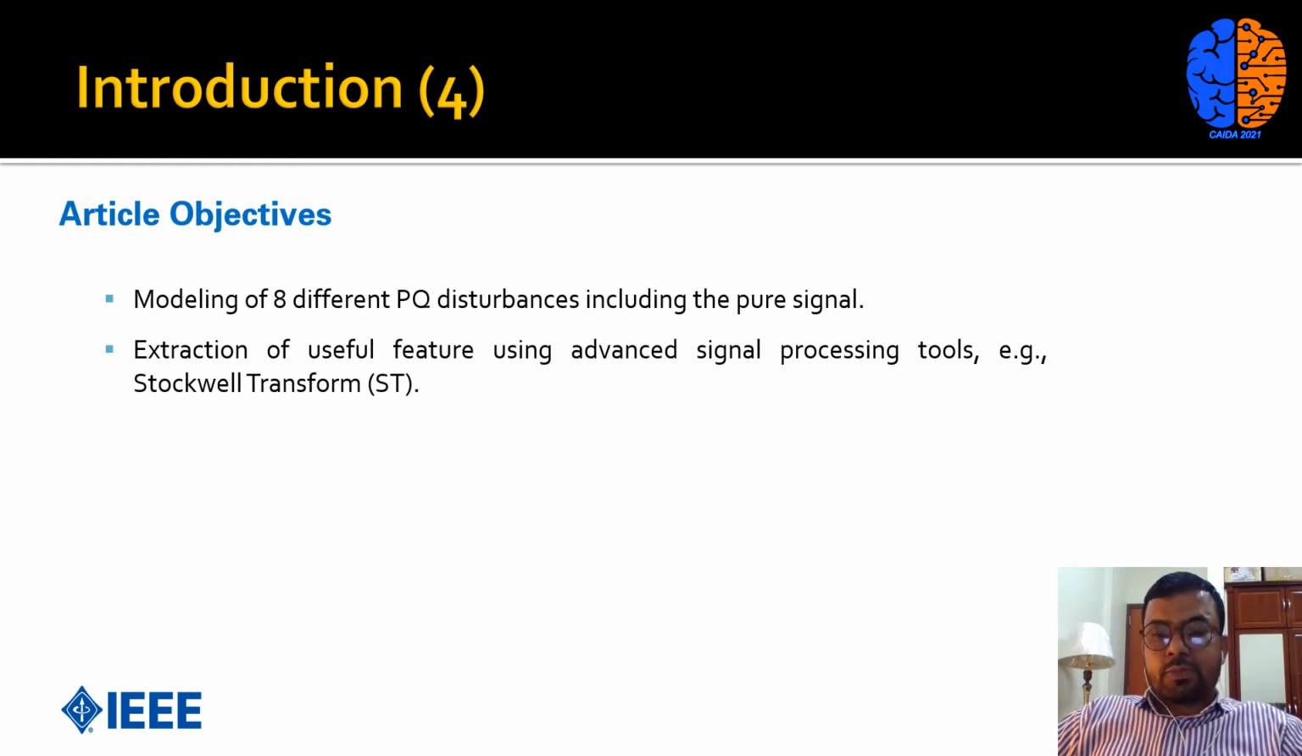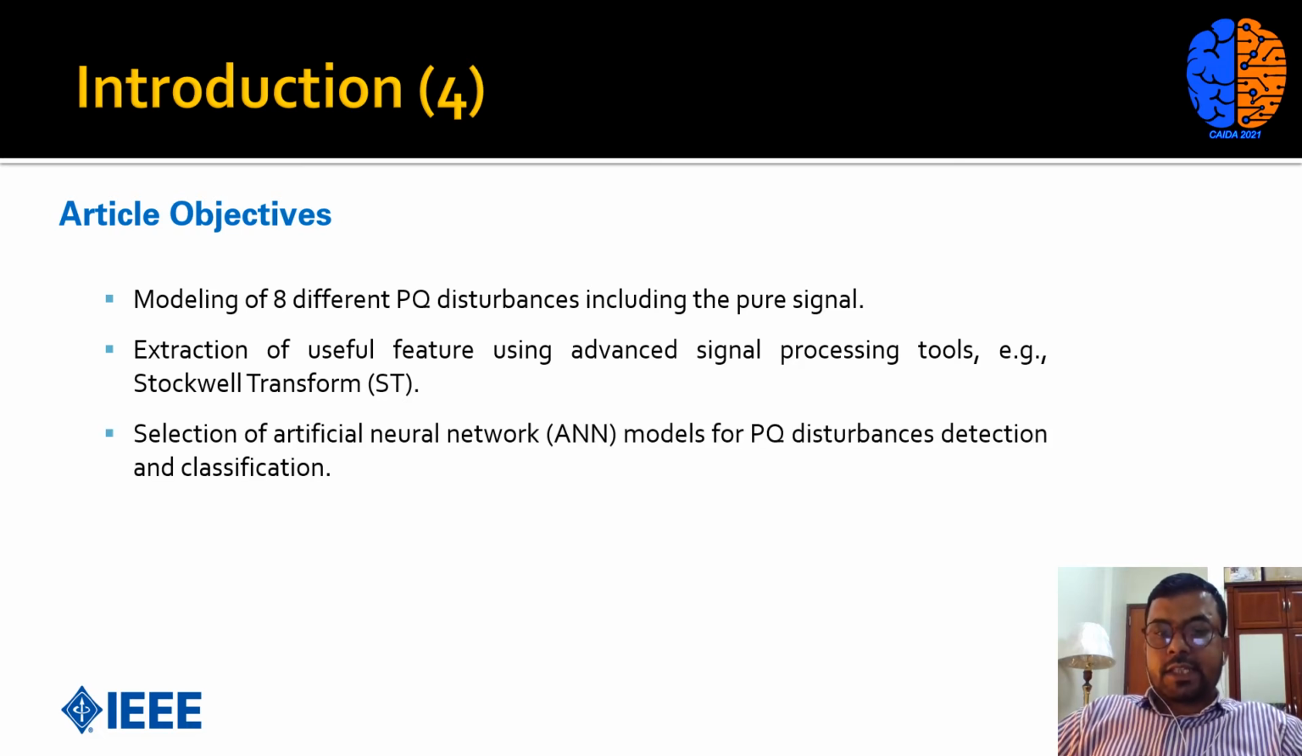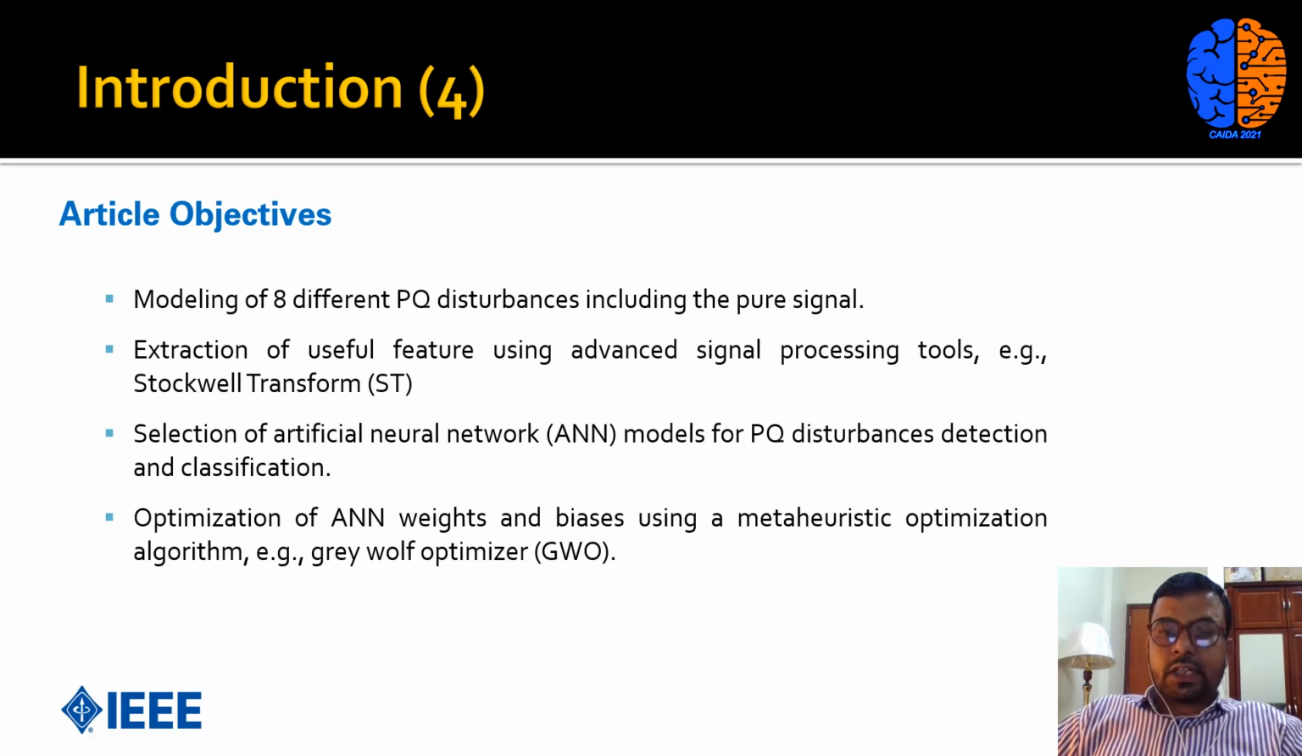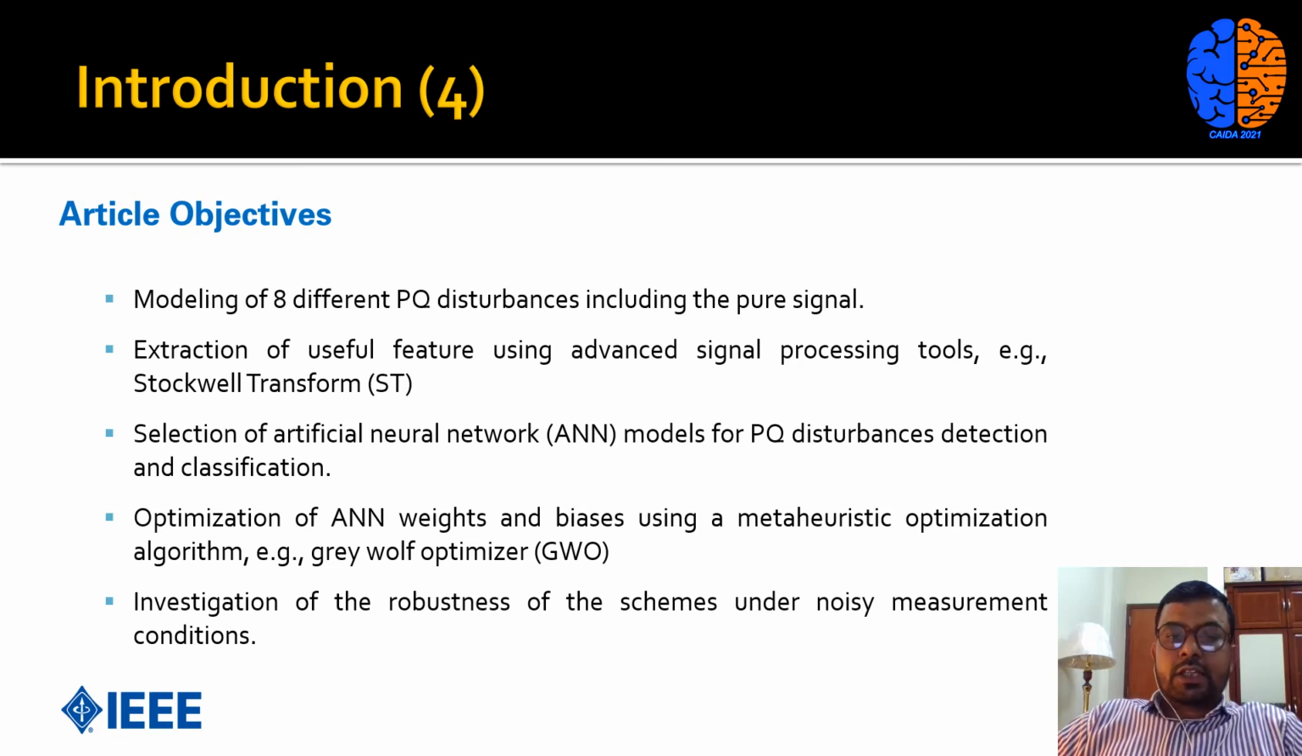Then we have employed an advanced signal processing technique, namely the Stockwell transform, to extract the useful features from the modeled events. Then we have systematically selected artificial neural network models for power quality disturbances detection and classification. The weights and biases of the selected ANN models were optimized employing a meta-heuristic optimization algorithm, namely the Gray-Wolf optimizer. Then we have compared the performance of the optimized ANN models with the non-optimized ANN models for both detection and classification problems. Finally, we have investigated the robustness of the developed schemes under noisy measurement conditions.